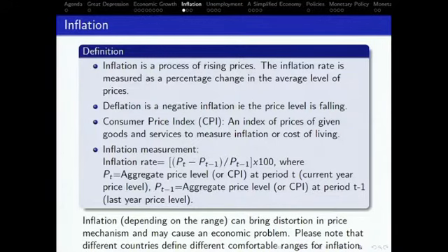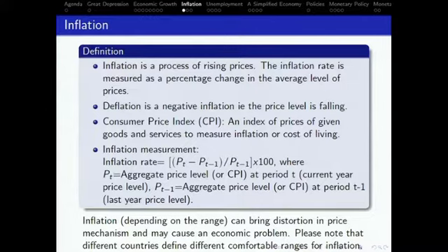Inflation. So what is inflation? Inflation is a process of rising price. By now, you already know what inflation is, right? Remember when I talked about the GDP deflator, how the price goes up, that's the inflation. So inflation is the process of rising prices. Always remember that. And it is measured as a percentage change. So basically, this is the inflation measure.